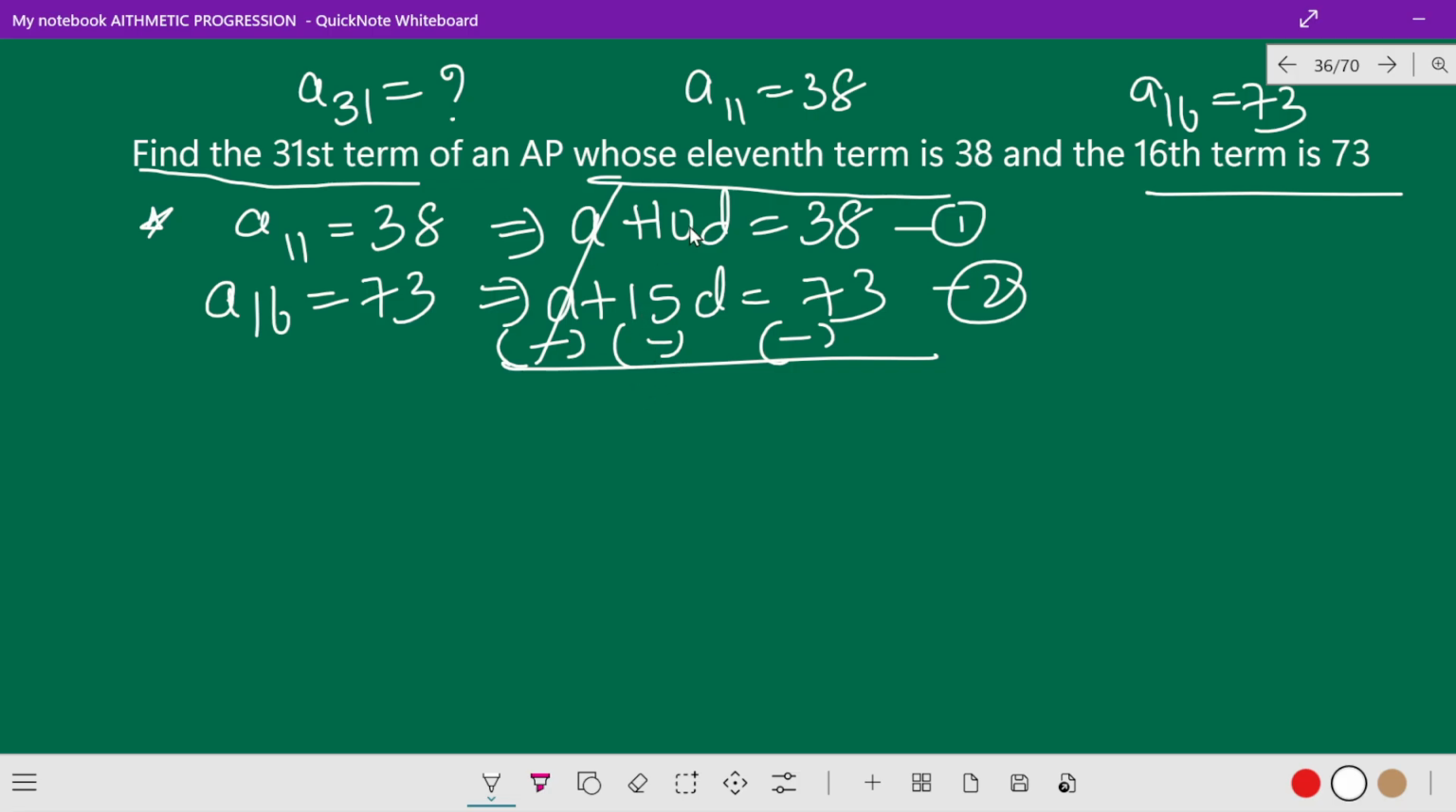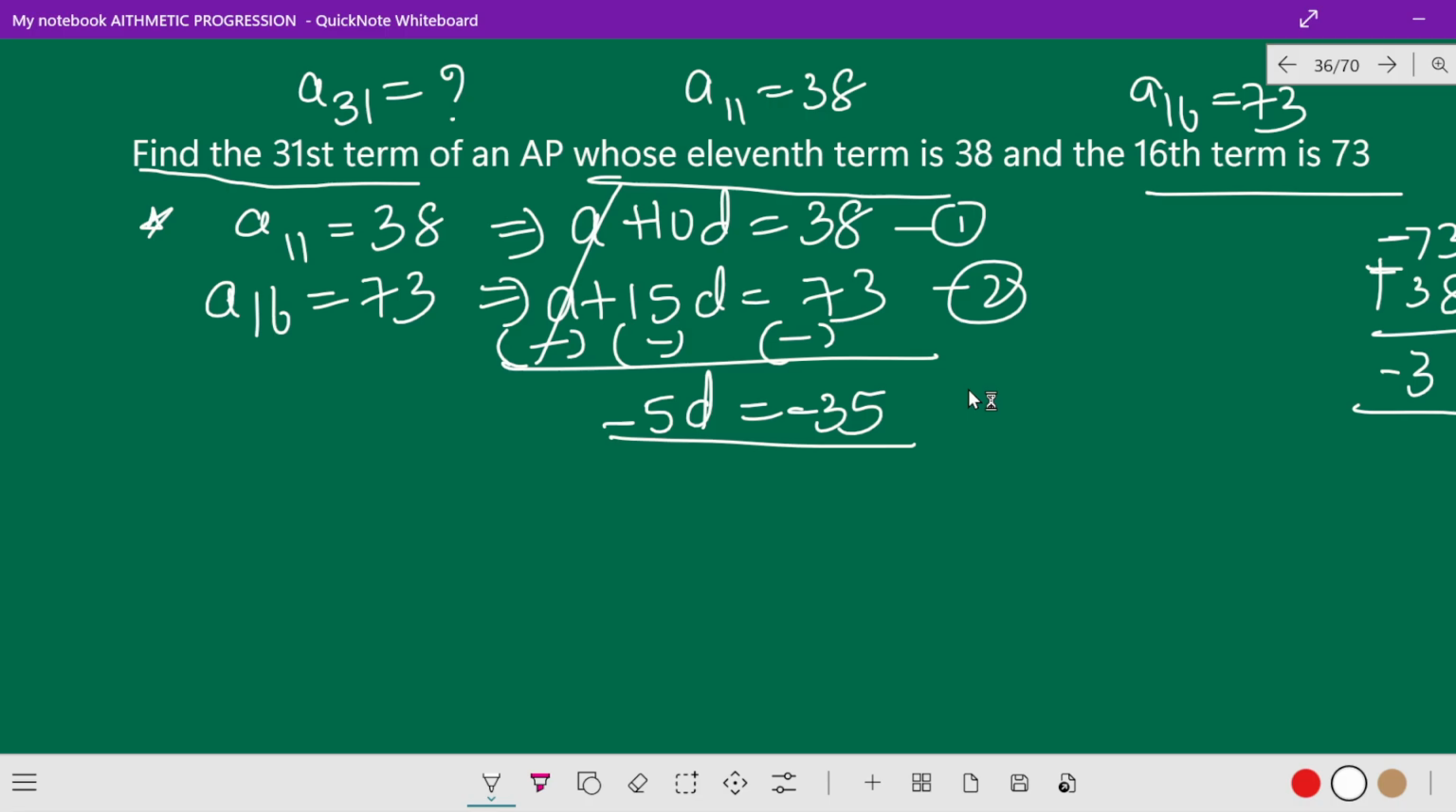10 minus 15, 15 minus 10 is 5D, with the minus sign on the bigger number. 73 minus 38, here you got a minus sign, here you got a plus sign. We'll get 35, so the answer is minus 35. Therefore, D is equal to minus 35 divided by minus 5. 5 sevens are 35. Minus minus will become plus. Therefore, the D value is 7.